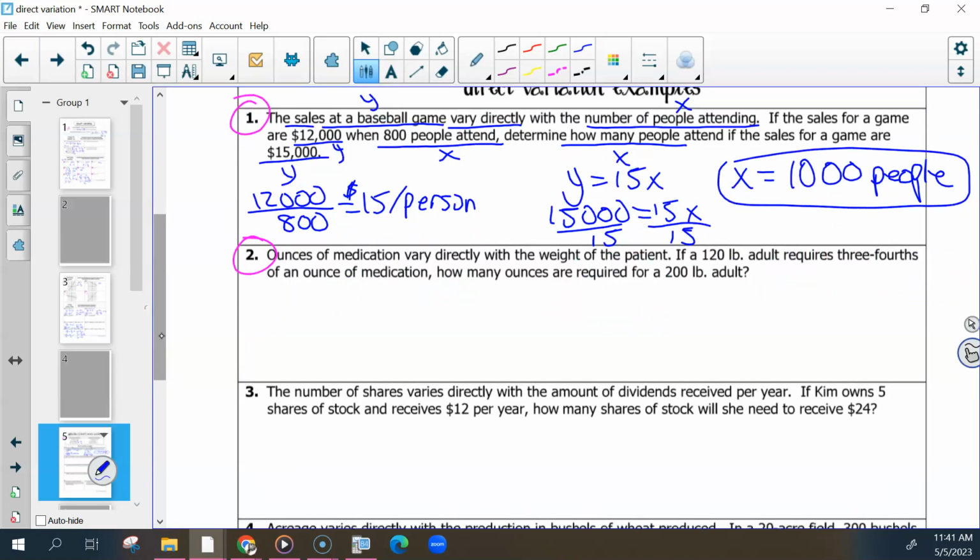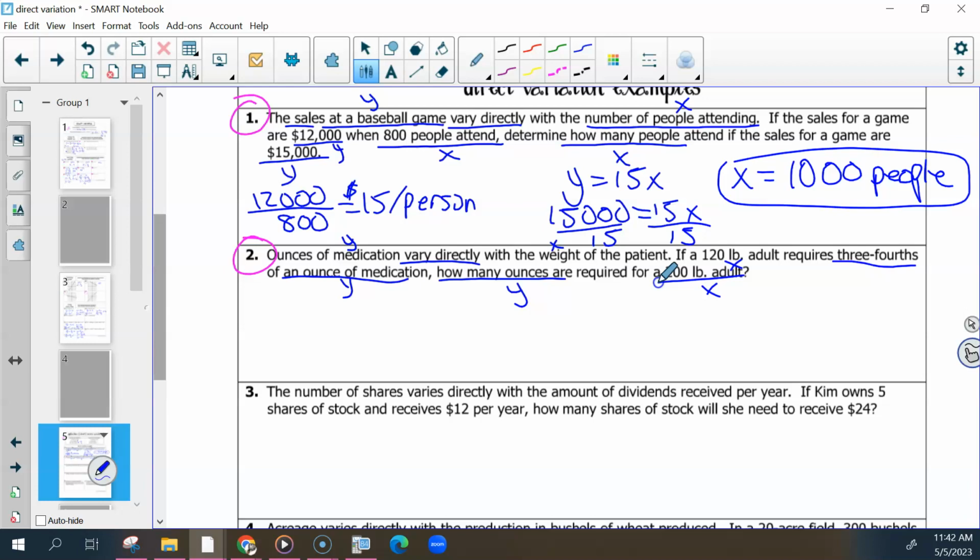Let's try another one. Ounces of medication vary directly with the weight of a patient. So ounces is your y, weight is x. So 120 is y or x? Requires 3/4 of an ounce of medication. Is that y or x? Y. How many ounces? So what are we looking for? X or y? Y. And then 200 pounds is again x.